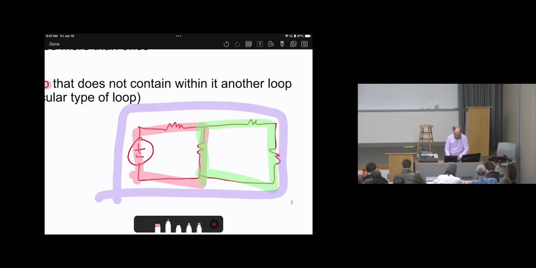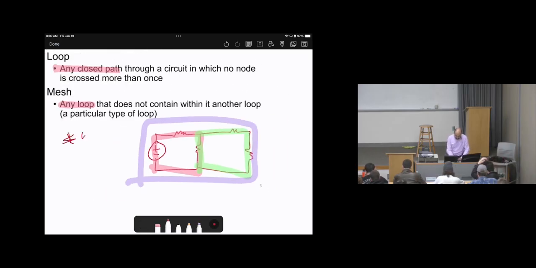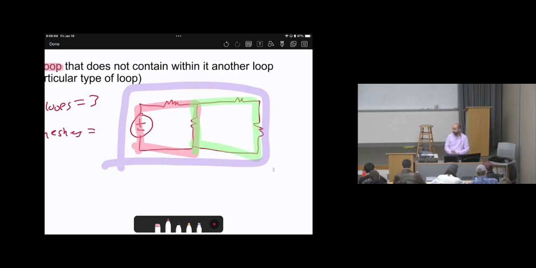So the overall number of loops equals 3. Now, how about meshes? The number of meshes is related to the number of inner loops. So look at the outer loop, which is the purple loop. Does it include any loops inside? Yes, there is the green loop and the red loop, right? Since there are 2 loops inside it, it's not considered a mesh. It's considered only a loop.